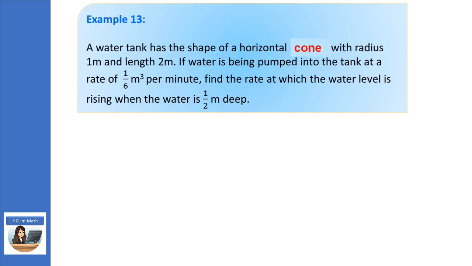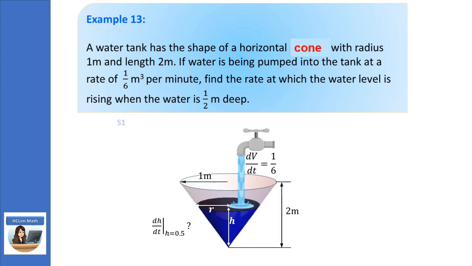In example 13, before we proceed, I want you to make corrections on the question. That is the water tank with a horizontal cone. Okay, it's not a cylinder. So please kindly make the corrections here. Based on the question, we have a water tank with the shape of a horizontal cone with the radius of 1 meter, and the length of 2 meters here.